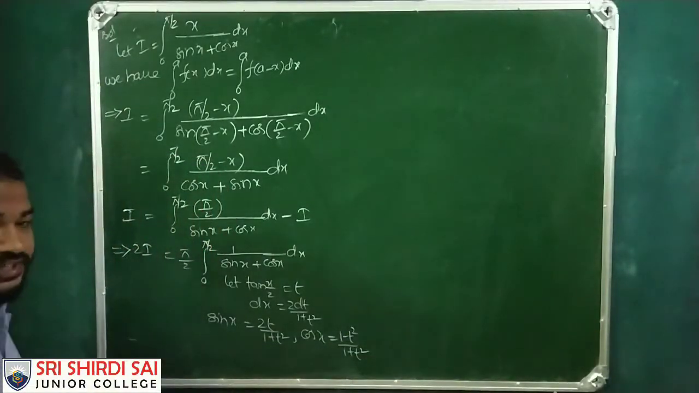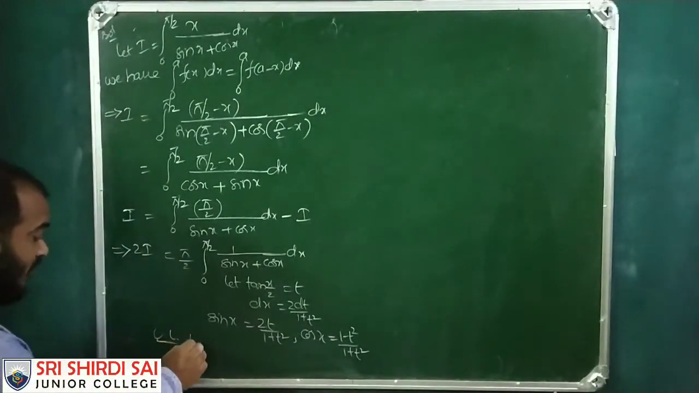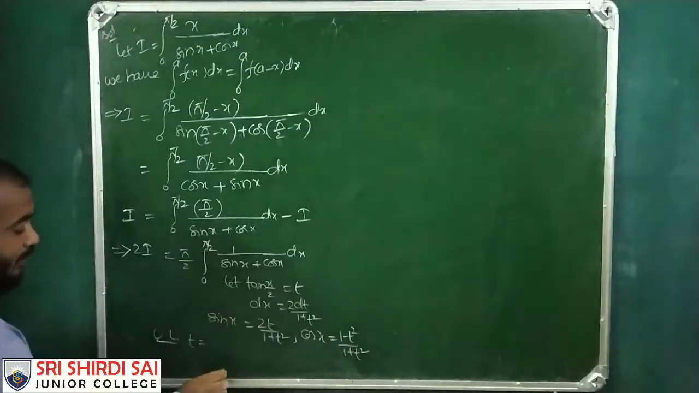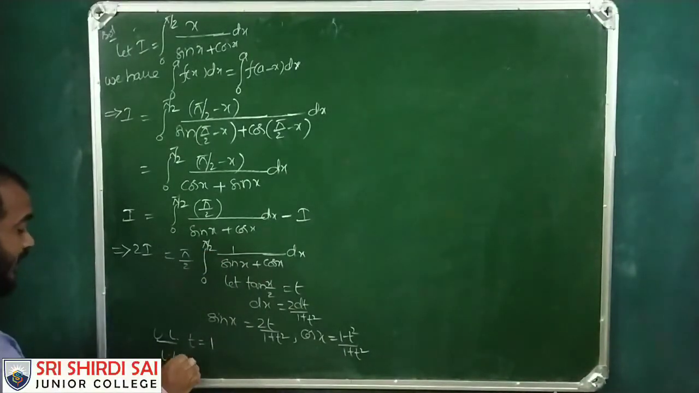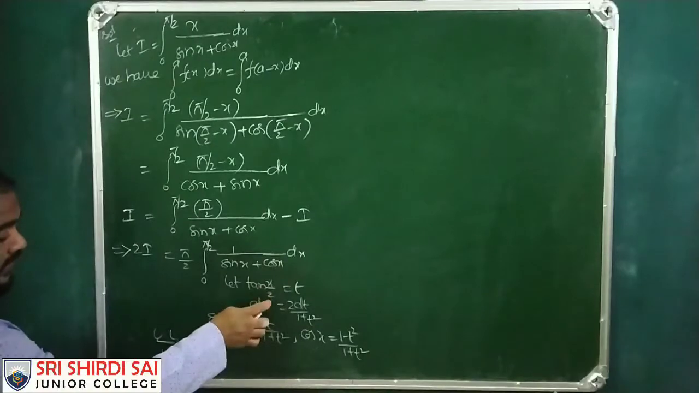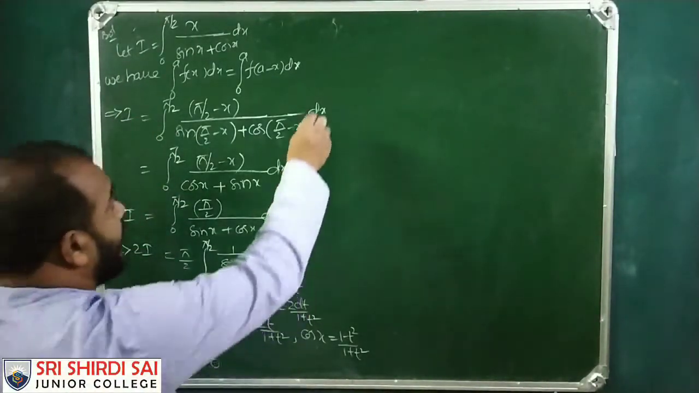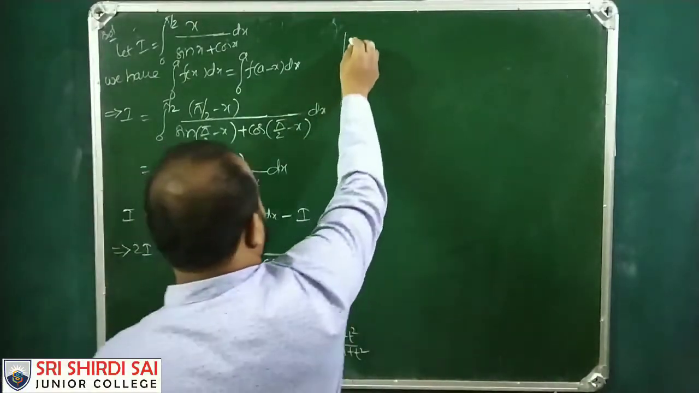And we need to change the limits as well. For the upper limit, t is equal to tan x by 2, x is pi by 2, so tan pi by 4 is 1. For the lower limit, t is equal to tan 0 by 2, which is 0. So in this way the limits have changed. Let us continue this.